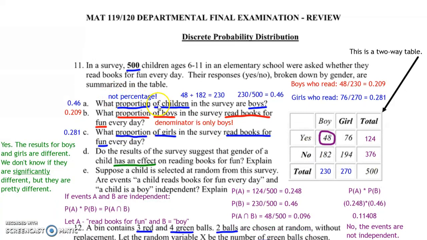The first question asks us the proportion of children in the survey who are boys. We added the boys together, that's 230, and divided that by 500, which is the total. That's 0.46.